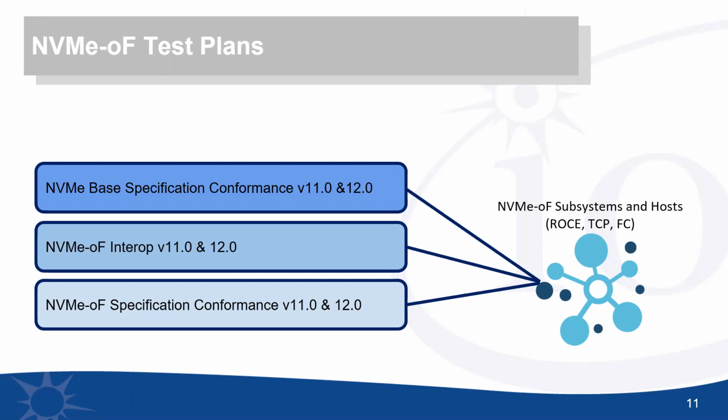But these are the 3 primary test plans that you'll be using in order to actually get onto the integrators list. And in terms of the Interact software, it is actually implemented using the NVMe base specification for conformance, as well as the NVMe-oF specification. So come version 11c that just came out, and also 12.0a, you'll see that there is the new NVMe-oF specification for conformance testing, as well as the base specification.